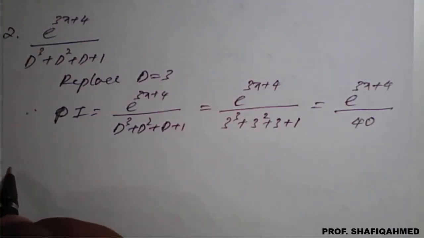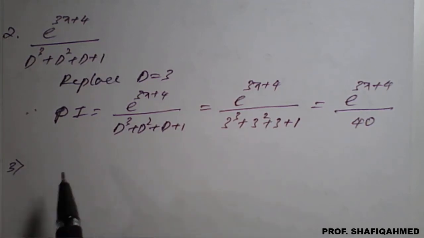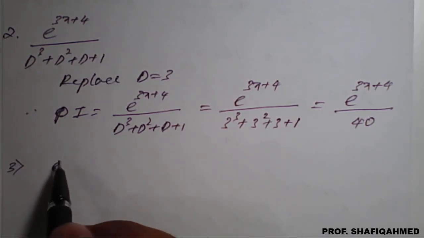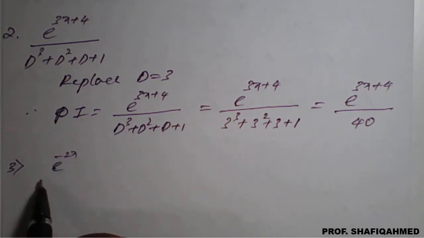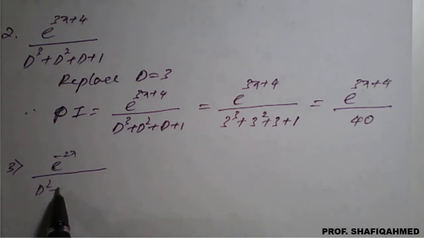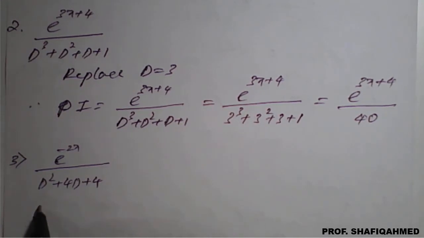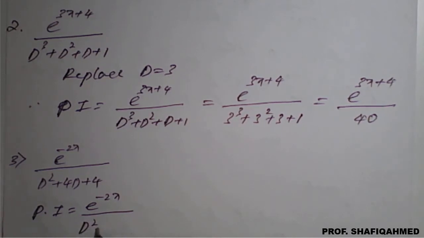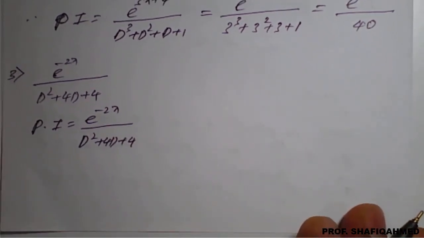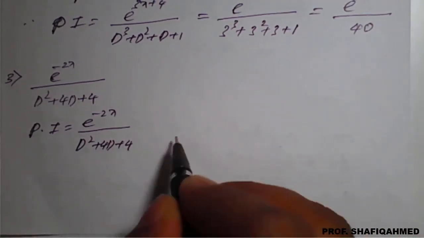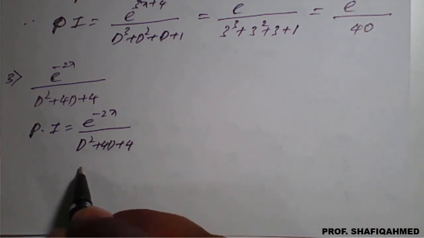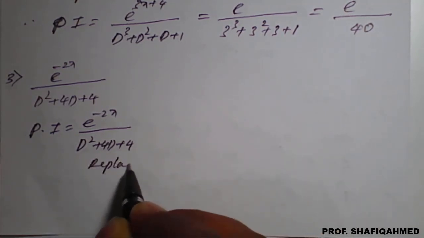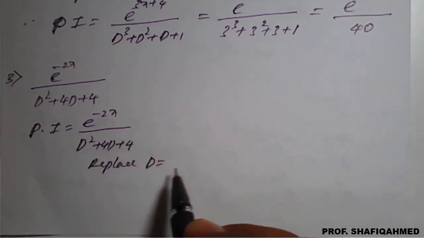Next, one more example I will take here. For the third one, e raised to minus 2x divided by d square plus 4d plus 4. We'll see how we are going to get the particular integral for this. So pi is equal to e raised to minus 2x divided by d square plus 4d plus 4. For this we have to replace d equal to the coefficient of x, which is minus 2.